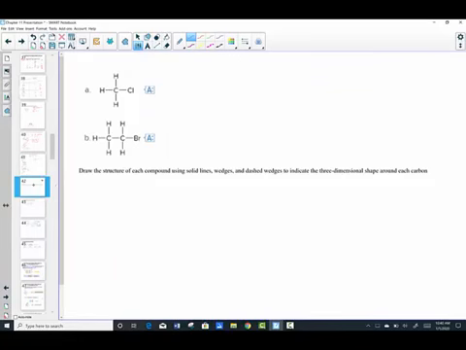Top of page 9, we're going to practice using dashes and wedges. So pause the video and see if you can remember how to draw using dashes and wedges compound A and B, and then start the video up again when you want to compare your work. All right, well, let's try them.